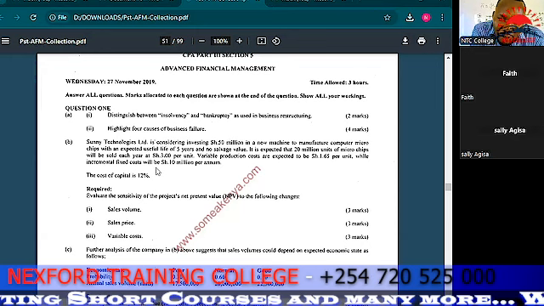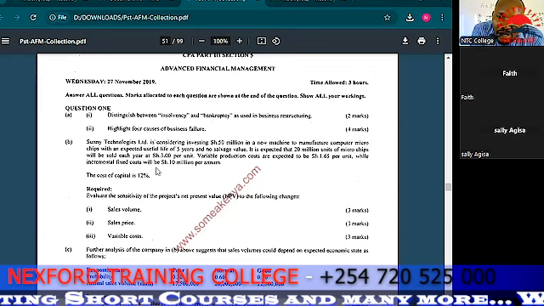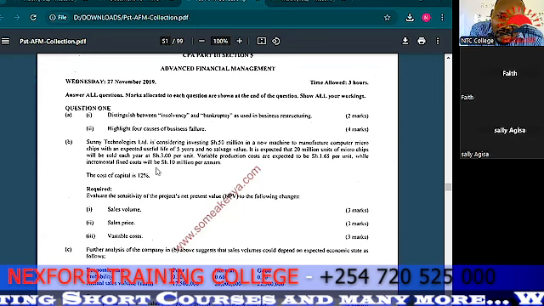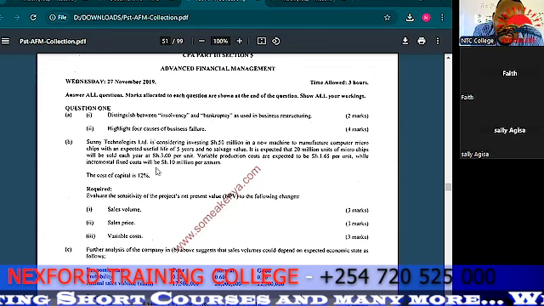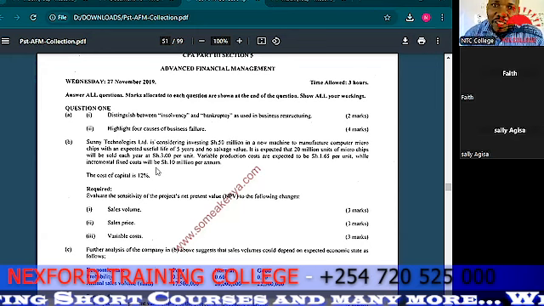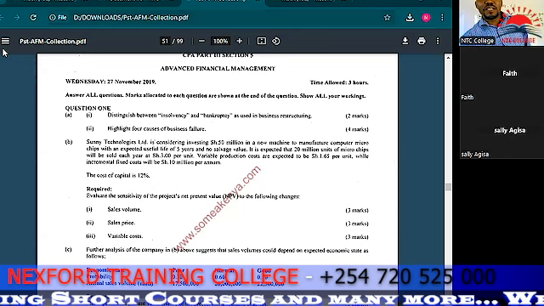Evaluate the sensitivity of the project's net present value to the following changes. So when there is a change in sales volume, when there is a change in sales price, and the variable cost, which kind of sensitivity is that? That is what I wanted you to test.